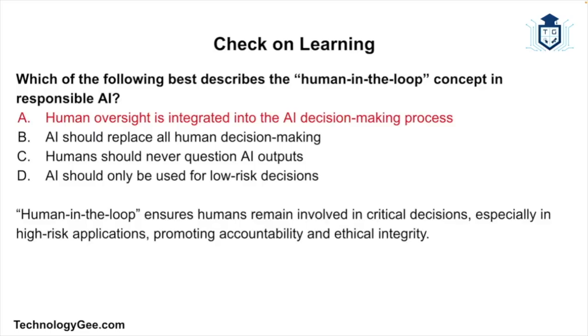And the answer is, human oversight is integrated into the AI decision making process. So, human in the loop ensures humans remain involved in critical decisions, especially in high risk applications, promoting accountability and ethical integrity.